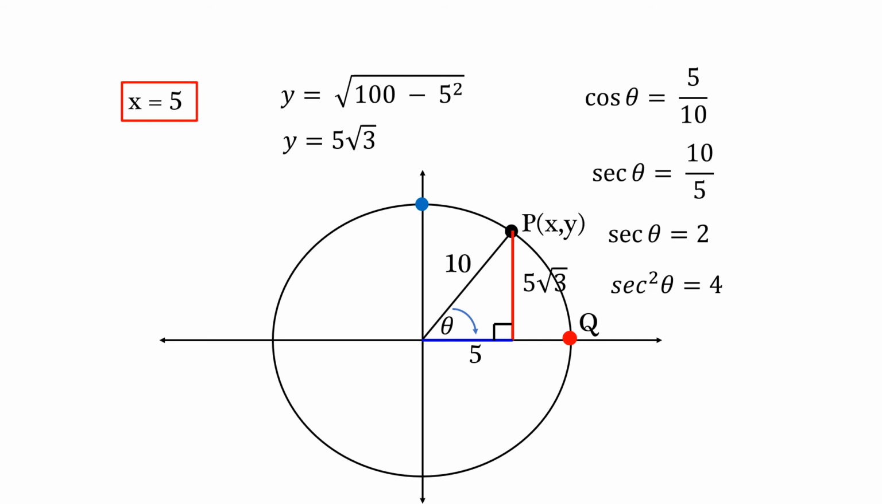Now we also need a value for tangent, and obviously the tangent is defined as the side opposite divided by the adjacent side. So for tangent of theta, we have 5 square root of 3 divided by 5, which we can simplify as square root of 3. So now we have the value for secant squared theta, which is 4, and we also have the value for tangent theta, which is square root of 3.